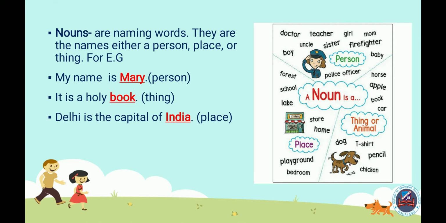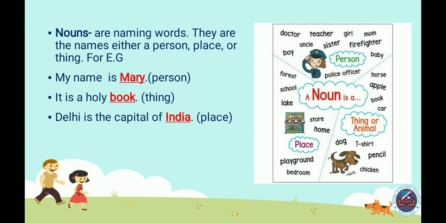Next, we have nouns. What are nouns? Nouns are naming words. They are the names for either a person, place, or thing. For example, my name is Mary. Here, Mary is a noun because it represents a person. Second, it is a holy book. Here, book is a noun because book represents a thing. Lastly, Delhi is the capital of India. Here, India is a noun because it represents a place.